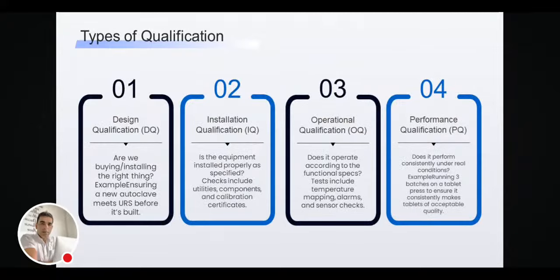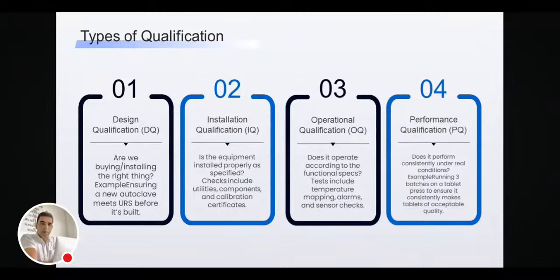The 4-step model. DQ, design qualification. Are we buying the right thing? Example, you are ordering a new autoclave. DQ ensures it meets URS, user requirement specification, before it's built. IQ, installation qualification. Is the equipment installed properly as per specifications? Checks include utilities, electrical, water, air, components, part numbers, calibration certificates.